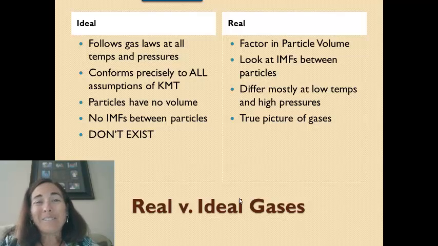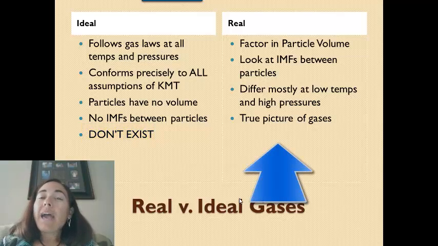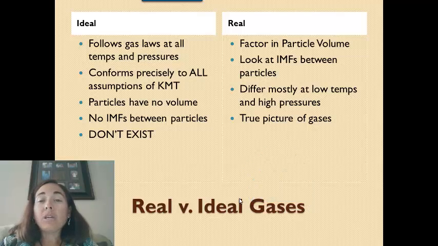And to be honest, gases don't normally behave this way. So an ideal gas is theoretical. They don't really exist. But real gases do exist. We have to factor in the particle volume, or the size of those molecules. We also have to think about the attractive forces, or the IMFs, that are between them.